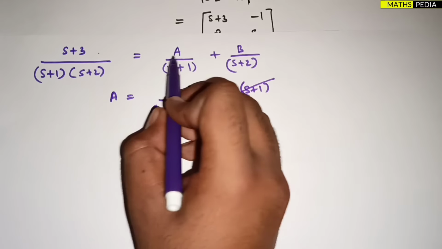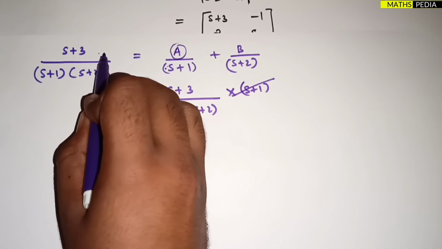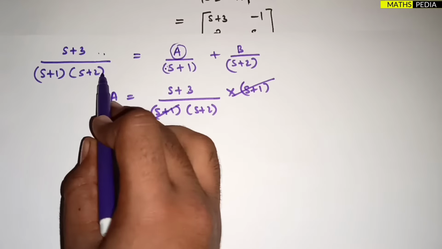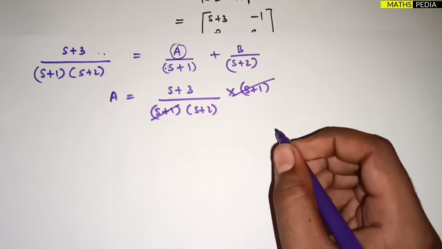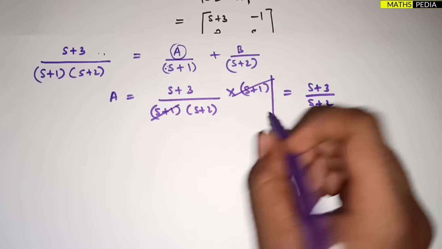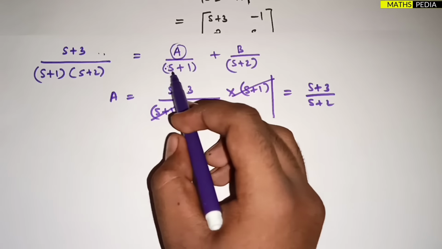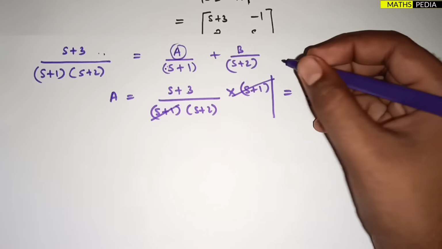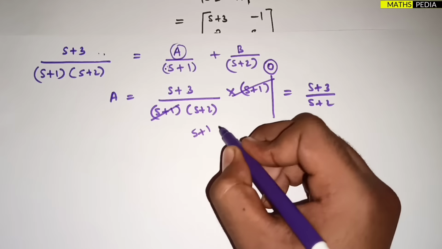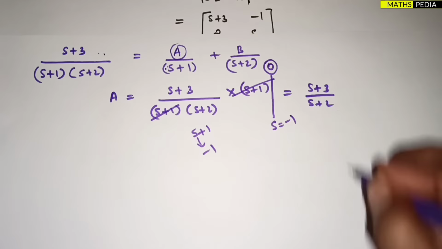So these two get cancelled. I repeat what I have done: if you want to find the a value, take whatever is in the denominator to the left hand side so it gets multiplied in the numerator. So (s plus 3) divided by the same thing into (s plus 1); these two get cancelled. What is the remaining thing? (s plus 3) by (s plus 2). Remember one more thing: you have to substitute an s value such that this term gets cancelled, that is, the denominator term s plus 1 should become 0. How will it become 0? I have to substitute s equal to minus 1.